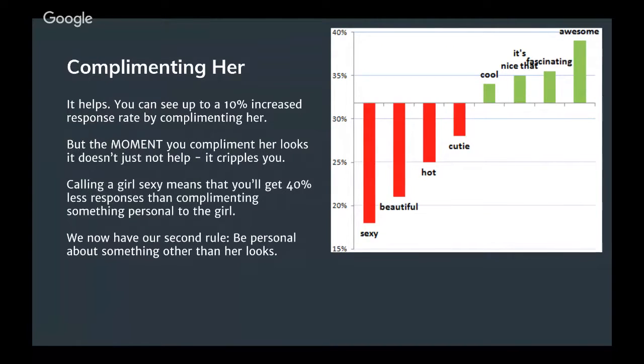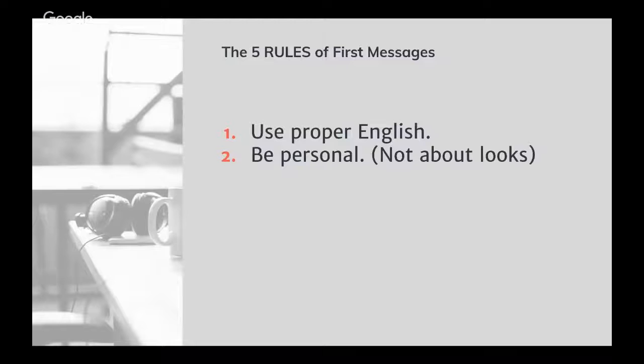But here's the kicker. The moment that you compliment her based on her looks, it doesn't help you, it cripples you. In fact, calling a girl she's sexy means that you'll get a 40% less chance of a response than complimenting a girl with something that is not related to her looks. So from this, we have our second rule. Be personal about something other than her looks.